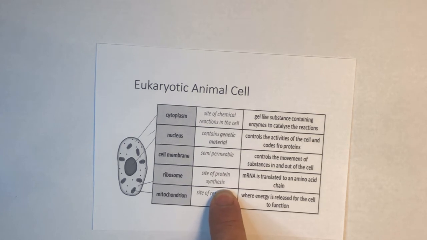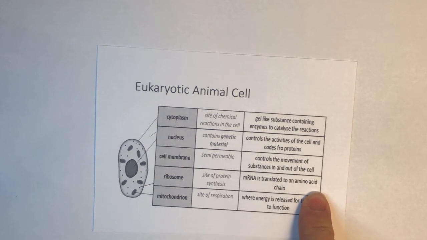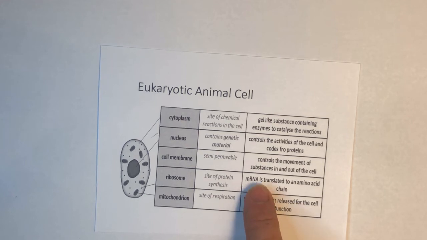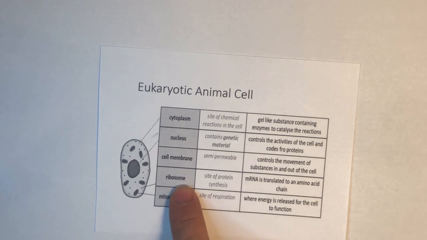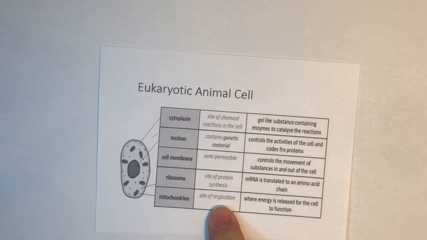Remember key terminology: mRNA is translated to an amino acid chain, right? mRNA is a copy of half of the DNA that is then translated out into the cytoplasm, out into the ribosome, which then makes protein, which are amino acids. The mitochondrion is the site of respiration, and this is where energy is released for the cell to function.